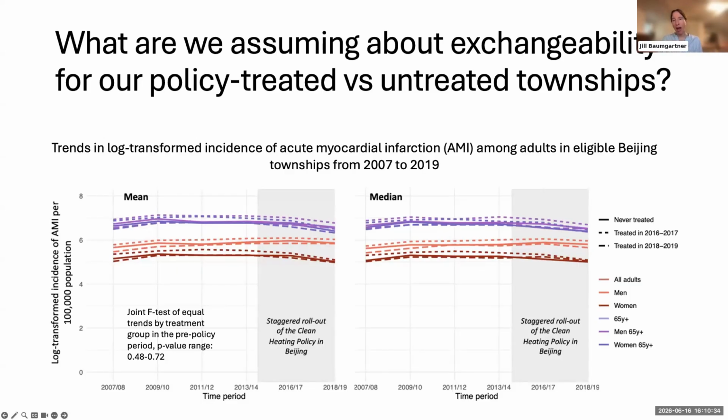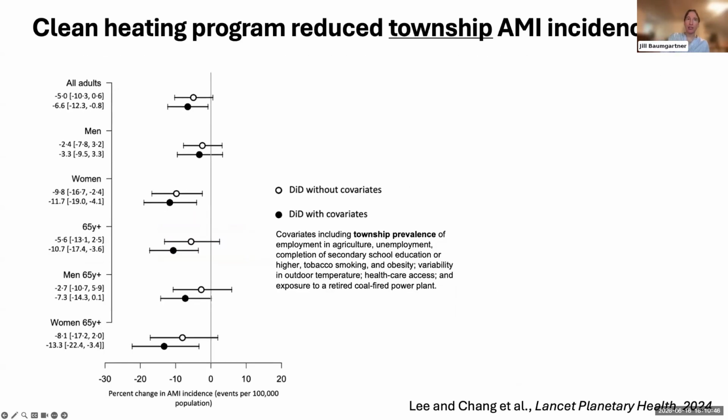But of course, we're not able to do that in real life because we don't have the ability to follow that treated group over time when they were untreated, right? And so this is what we found in this study, which is we found that the clean heating policy reduced township AMI incidence.